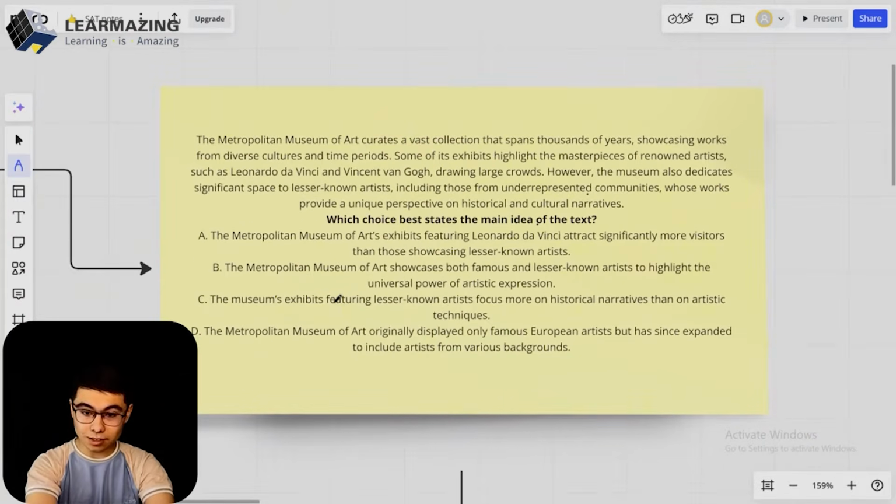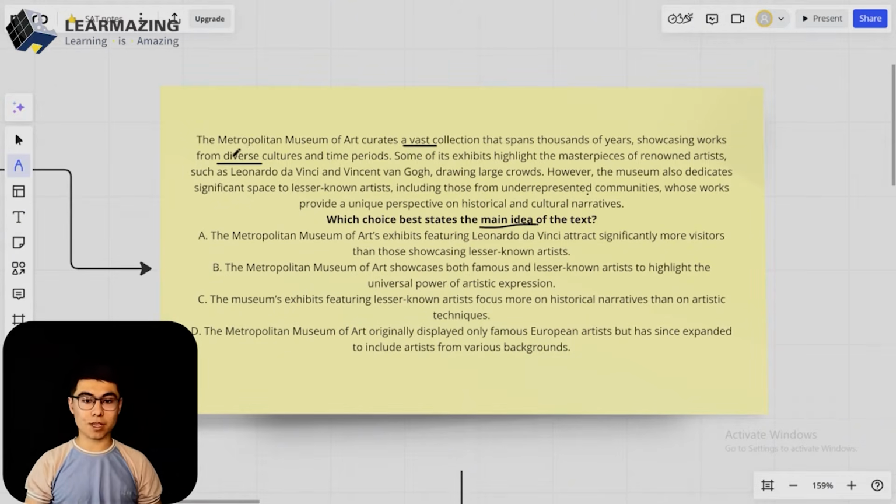In this question, let's read it. Which choice best states the main idea of the text? So it's asking about the main idea. Now let's read the text. The Metropolitan Museum of Art curates a vast collection that spans thousands of years, showcasing works from diverse cultures and time periods. So the most important words here are vast collection and diverse cultures and time periods.